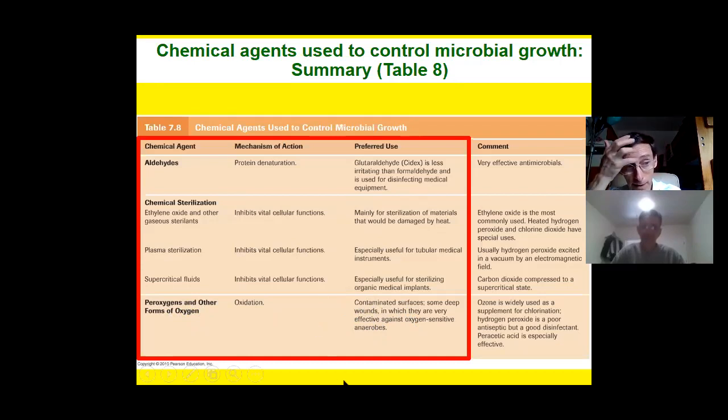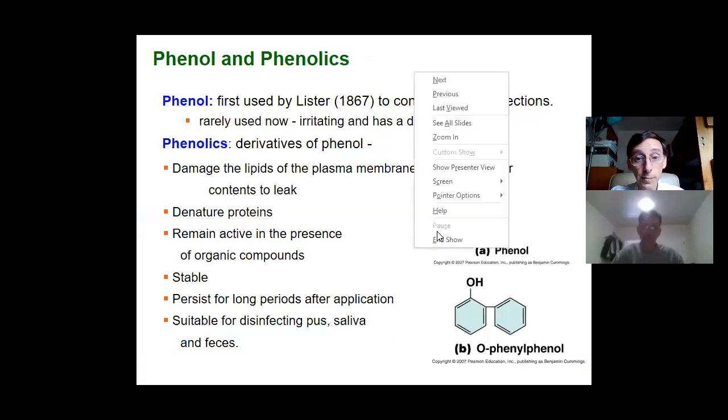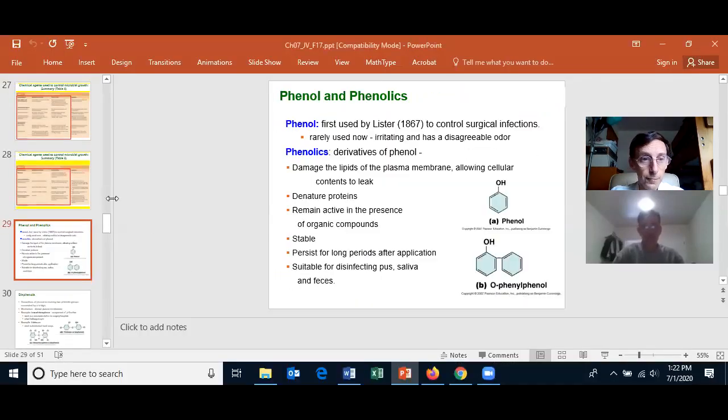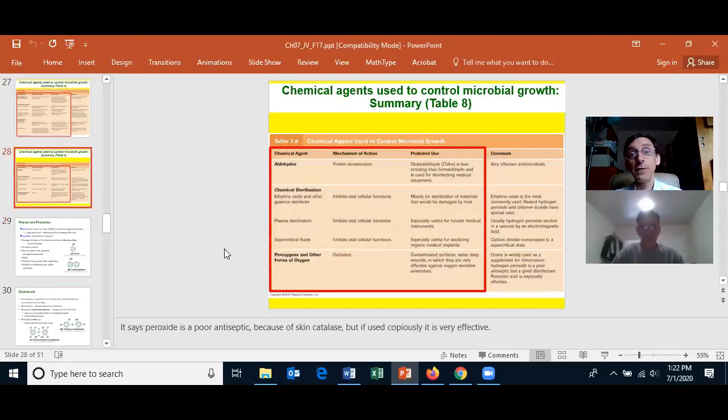Bleach can kill some endospores, but it doesn't kill all endospores. So there are some that can work, but this is one that works across the board on endospores. So this is something that actually can sterilize. All right, any question about the, oops, where are we? Right there. Any question on the chemical agents used to control microbial growth? All right, so that was just a summary.